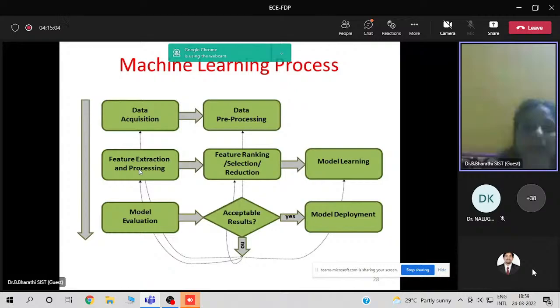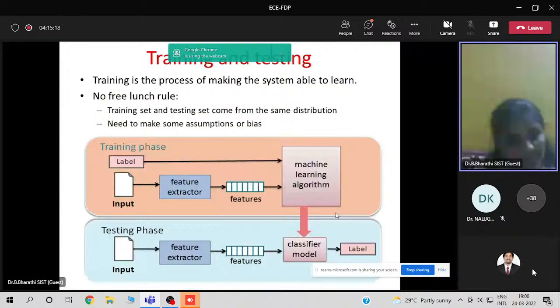The model first learns from the data and then starts evaluating from it. Once the evaluation is acceptable, we move on to something called model deployment. You start building the real model. So training is very important. When you do your training, you want your system to learn all types of data. Only then will the system respond to a real-time situation properly.